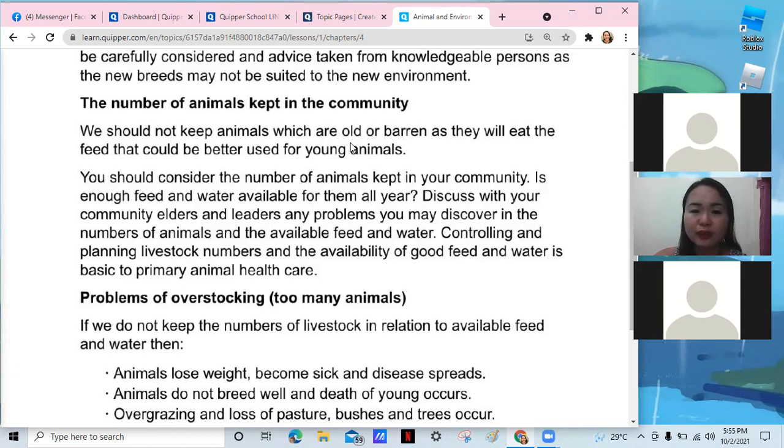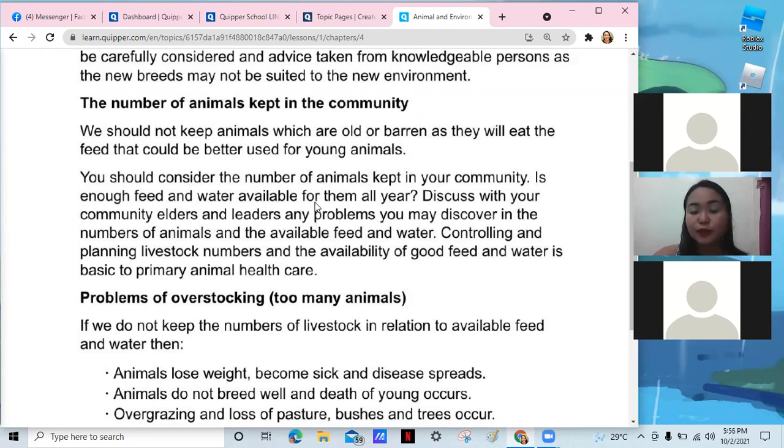And also if they are old or barren, like for dogs, we are really very sentimental, kasi for us, dogs are best friends. So hanggang mamatay na lang yun sila atong ginakip. But we should not keep animals which are already old or barren, as they will also eat the feed na sana for young animals, but this is in terms of livestock naman. So but for example for dogs, it's a different story.